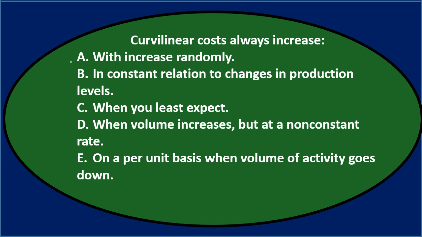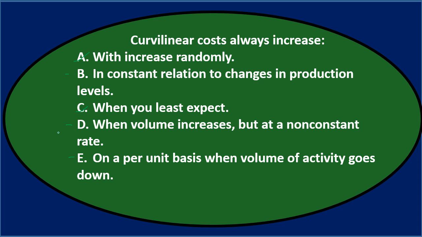So increases randomly doesn't sound quite right. I'm going to cross that out. B, in constant relation to changes in production level. It sounds kind of reasonable. I'll keep it for now. C, when you least expect. So they always increase when you least expect. That doesn't sound normal. D says when volume increases but at a non-constant rate. That sounds kind of reasonable. I'll keep that. E says on a per unit basis when volume of activity goes down. So it sounds like that could possibly be right. So I'll keep B, D, and E.